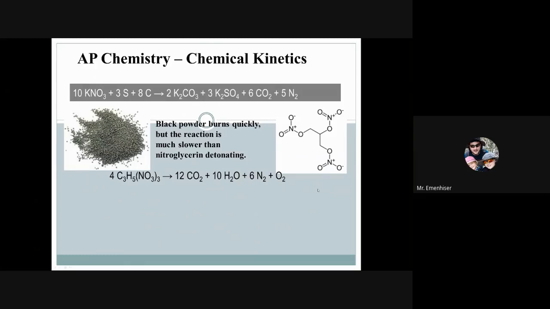All right, let's talk about kinetics real quick. I know you guys are nearing the end. Kinetics is all about speed. What influences the rate of a reaction? So here is a reaction for potassium nitrate, which is gunpowder. Gunpowder burns quickly, but the reaction is much slower than nitroglycerin detonating. Okay, so why is that? Oh, and there's nitroglycerin, which I think is in TNT, dynamite, I think.